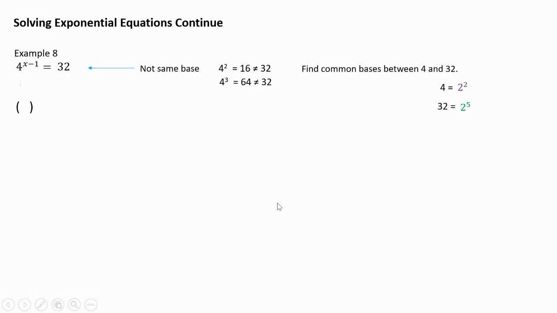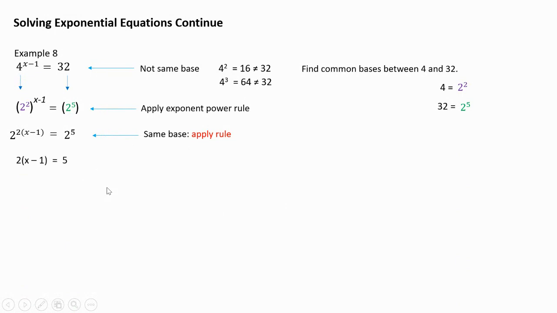So then I'm going to plug in 2 squared for the 4, with the x minus 1, and I'm going to plug in 2 to the 5th power for the 32. Right now, I'm going to apply the exponential power rule. When you have a power to a power, you multiply the powers. So now here we're going to distribute. Same base, so now we're going to apply the rule. 2 times x is 2x, and 2 times negative 1 is negative 2, equals 5.